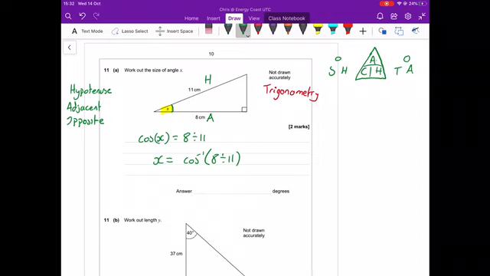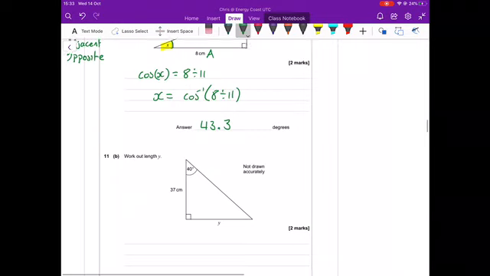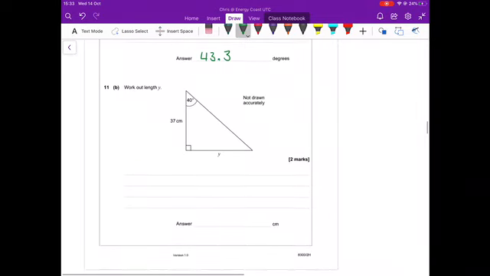Make sure your calculator has a letter D at the top and you're working in decimals, but you press Shift cos 8 divided by 11. And it gives you, I'm just going to do it to one decimal place because it doesn't really tell me what to do it to, so I'm going to do 43.3. That's how many degrees I get for that, okay? That's finding an angle which is, if anything, harder than below. I'll show you why. Okay, let's have a look at below.